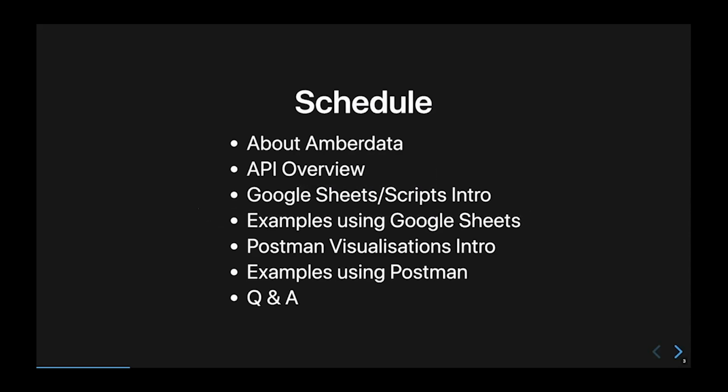So what we're going to talk about first is, what is Aggregating, what do we do, and what's the data that we have. Then we're going to quickly go over our API and the different endpoints that we support. Finally, we're going to talk about Google Sheets and the scripts, introduce that, go over some examples of that, and then move on to the Postman visualizations. And then finally, we'll have a brief time for Q&A.